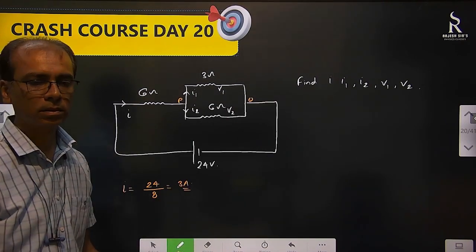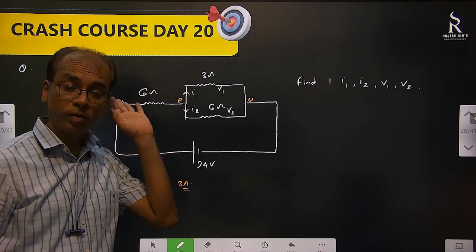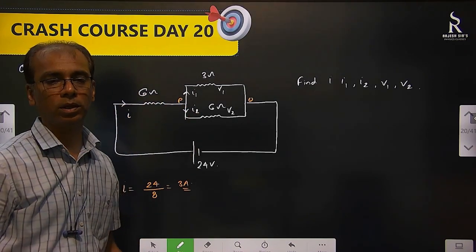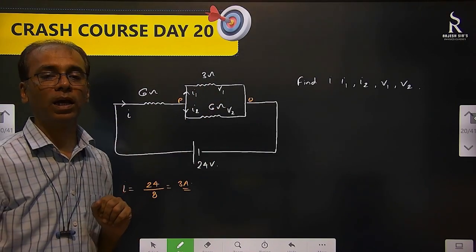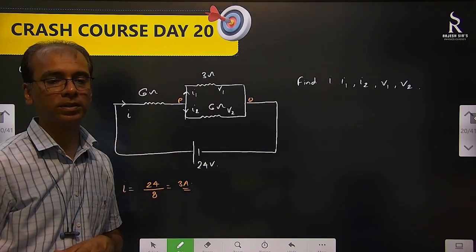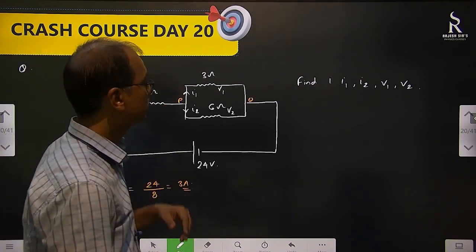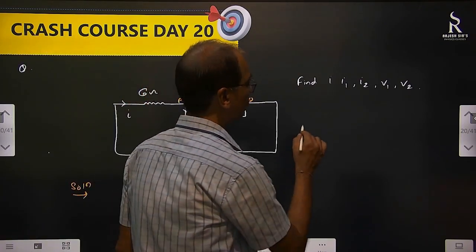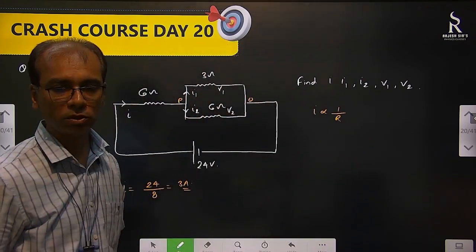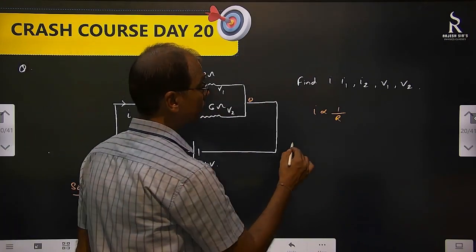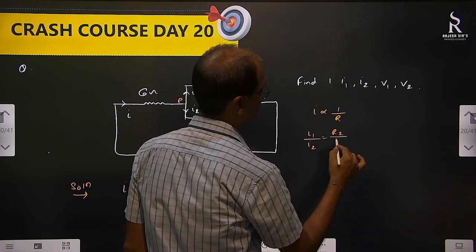No problem. Now the second question is I1 and I2. If you remember the formula we did, if this is I1 and this is R1, then I1 is equal to I R2 by R1 plus R2. If you remember the formula, well and good. If you don't remember, then what to do? Very simple. I is inversely proportional to R, because V is constant in parallel connection. So I1 by I2 will be R2 by R1, 100%.